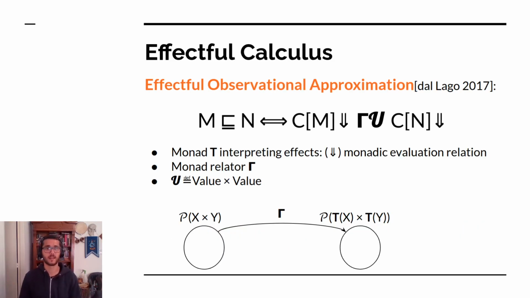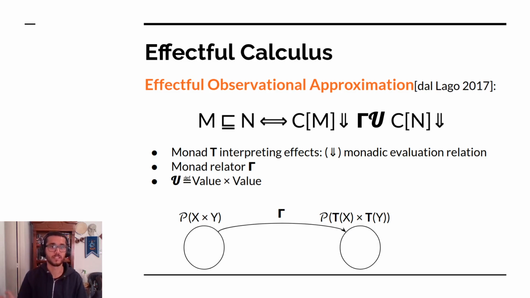So, following some steps, we present the definition of effectful improvements as a refined notion of effectful observational approximation. Recently, Dal Lago et al. updated the definition of observational approximation for effectful calculi. The idea is similar to the previous definition, but now more complex observations can be made. Effects are introduced by new operations in the calculus that are later interpreted by a monad T, generating a monadic evaluation from terms to effectful values.